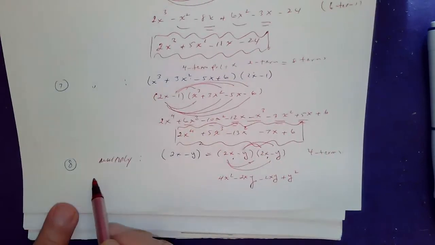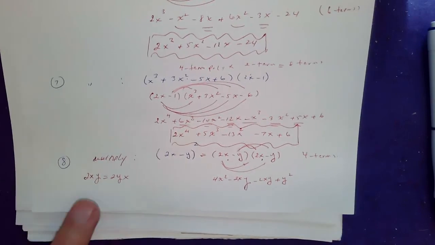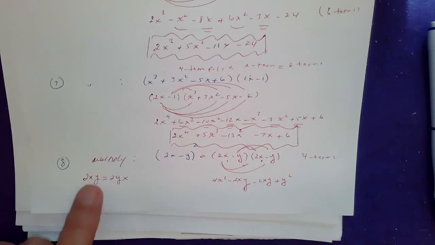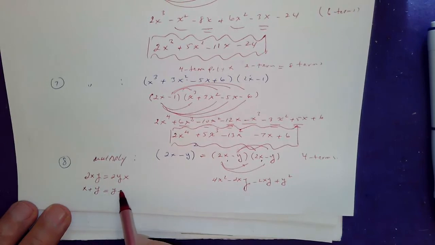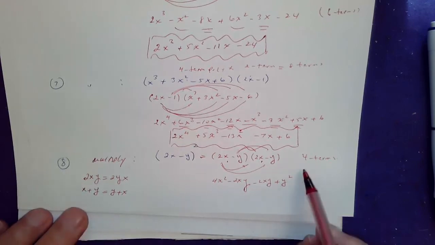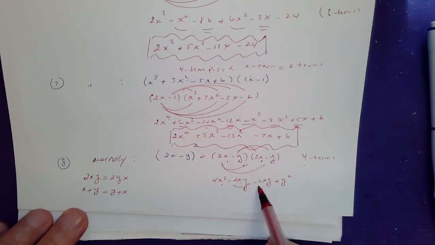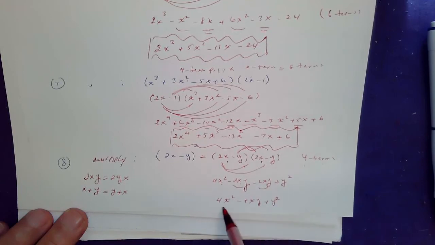Keep in mind, 2xy is exactly the same as 2yx. It doesn't matter. So when it is multiplication, or addition, the order doesn't matter, correct? When it's addition, x plus y is the same as y plus x. So these are identical statements. All right, then notice I promise I'm going to come up with 4 terms. I did 1, 2, 3, 4. But these guys combine, so I get 4x squared minus 4xy plus y squared. Final answer. You all see it?